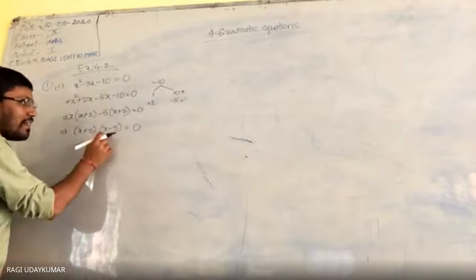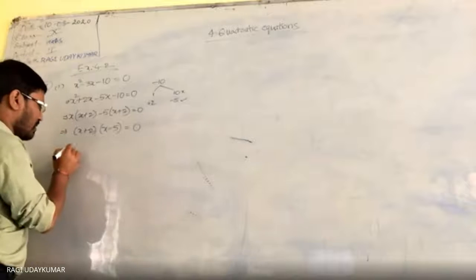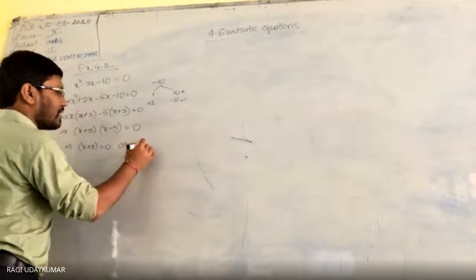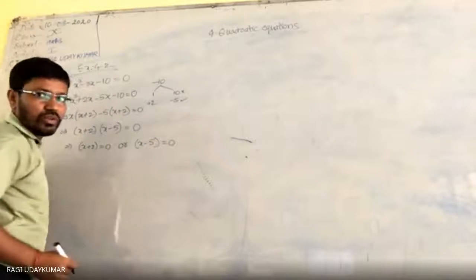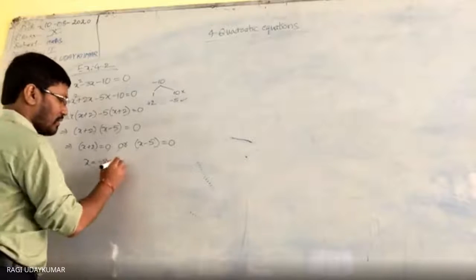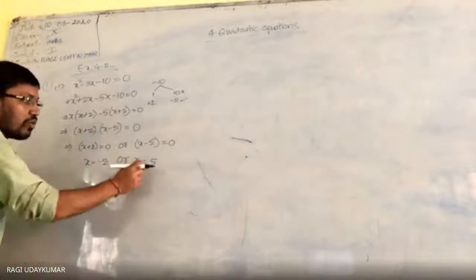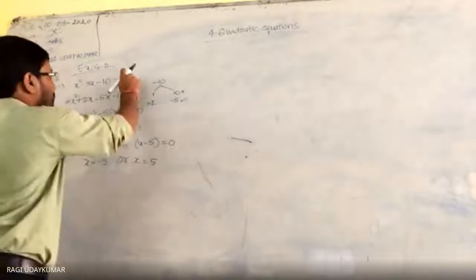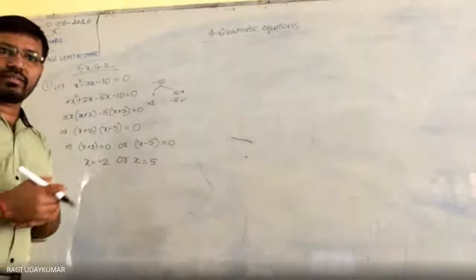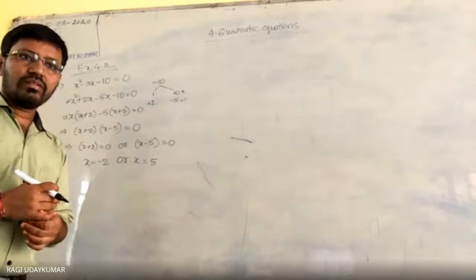Whenever the product of two things is equal to 0, any one can be 0. So x plus 2 is equal to 0 or x minus 5 is equal to 0. From this, x is equal to minus 2, or x is equal to plus 5. Therefore minus 2 or 5 is the solution of this quadratic equation. Okay? Did you understand?